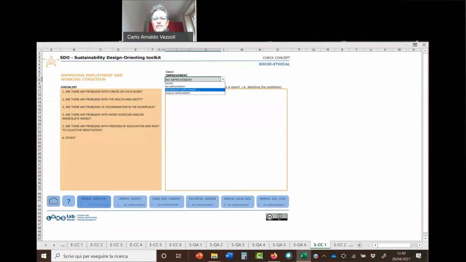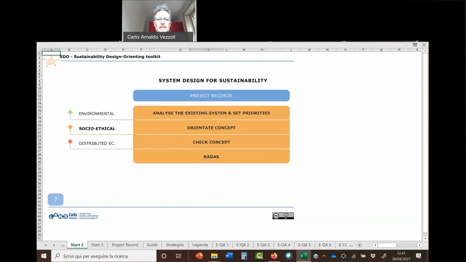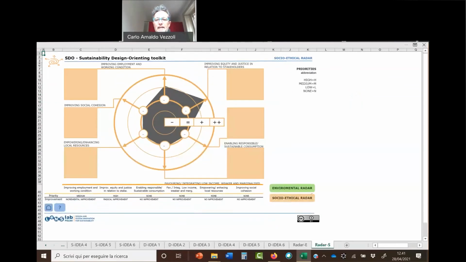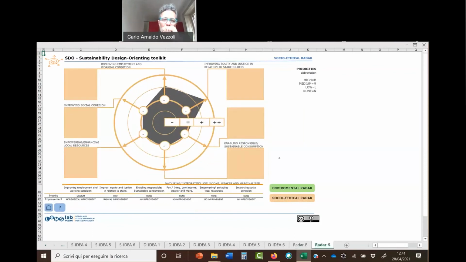I have improved in an incremental way this one. I realize I improved in a radical way this one, and so on. And this will then be shown in the radar diagram. You can move from the environmental to the radar diagram even from here.